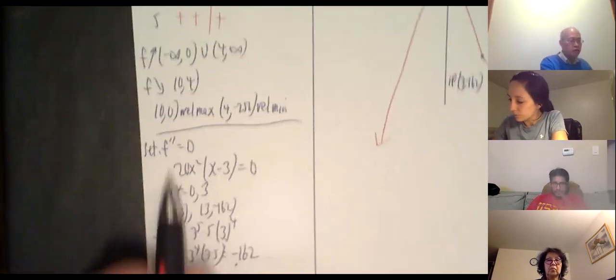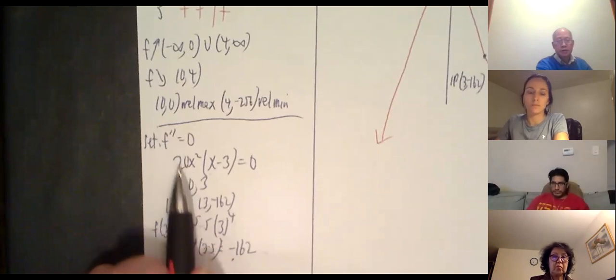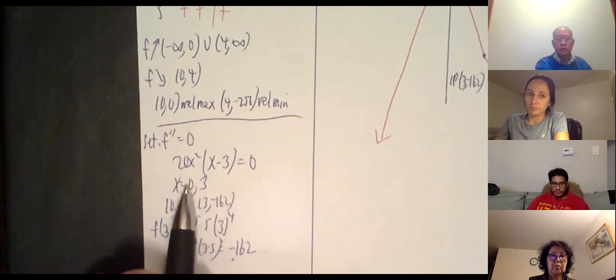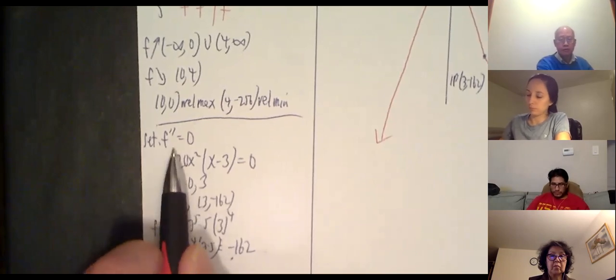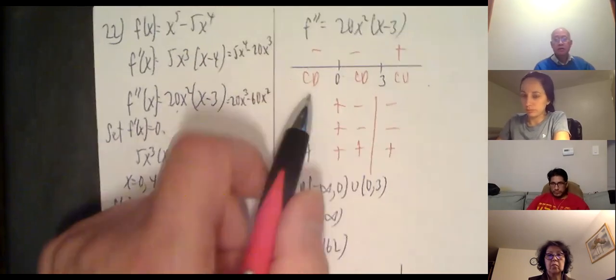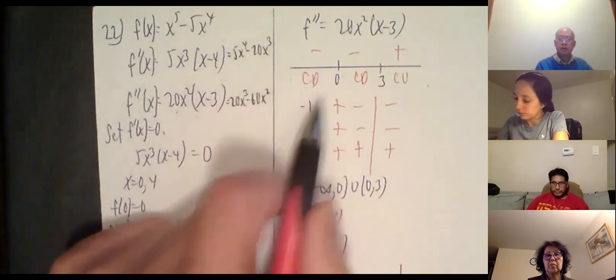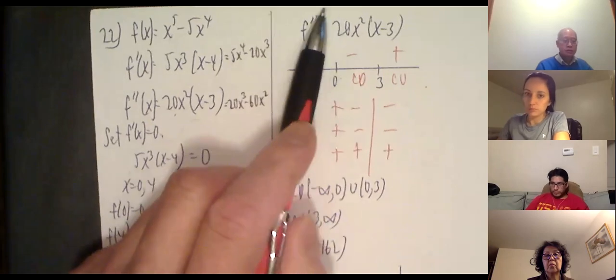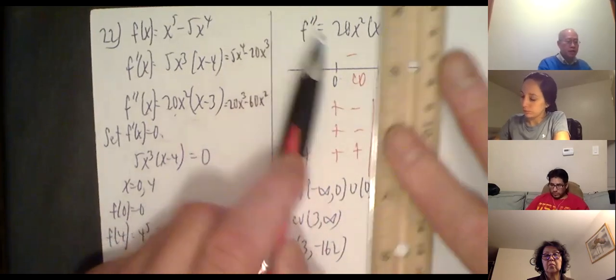And those are the only values. That's the reason why I solved this. When I solved this, I only got 0 and 3. So nowhere else will I get 0 for the second derivative. So everywhere else, it's either positive or negative. So pick something here, something here, something here. And notice something that makes it nice.